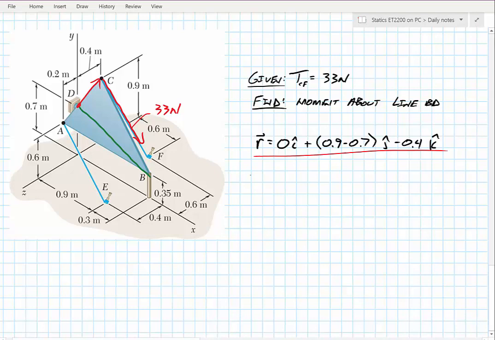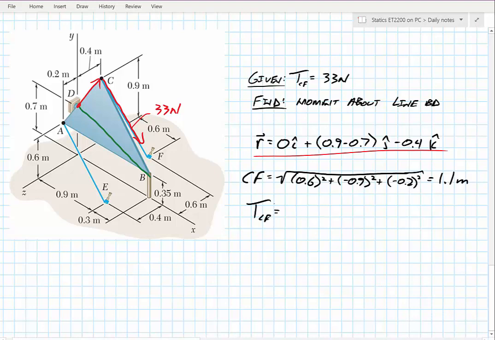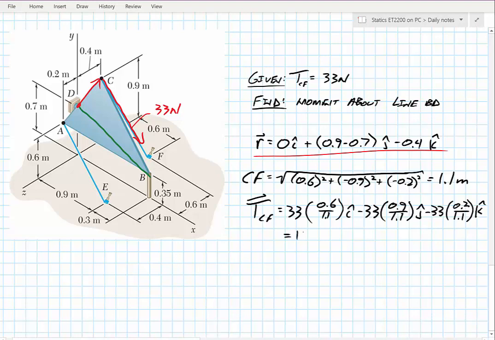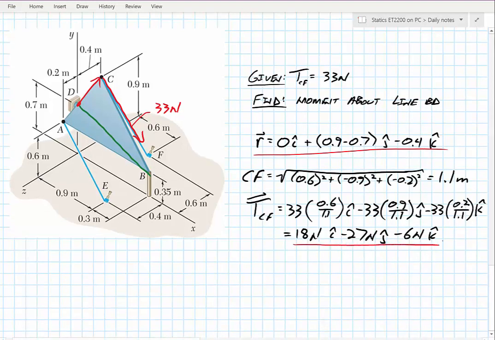Next thing I'm going to do is put this force CF into vector form. We said how to do that: first you find the length of CF, which gives me something like 1.1 meters. Then I can put it into component form, so the tension in CF is equal to, if I multiply that through, something like 18 newtons in the I hat, minus 27 newtons in the J hat, minus 6 newtons in the K hat. So now I have a radial arm, and I have my tension.